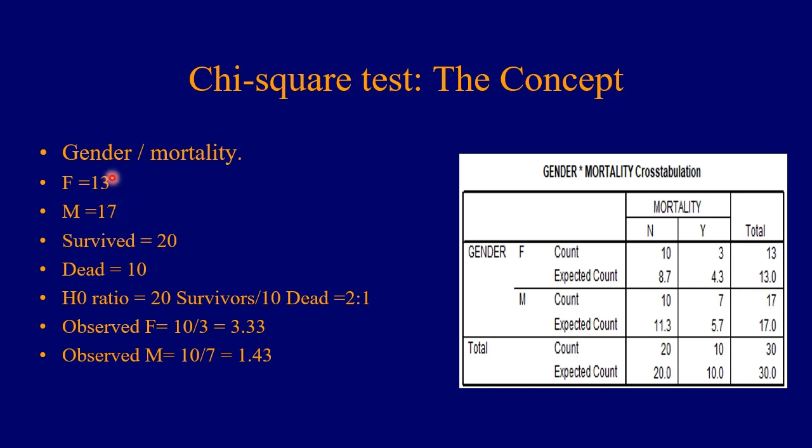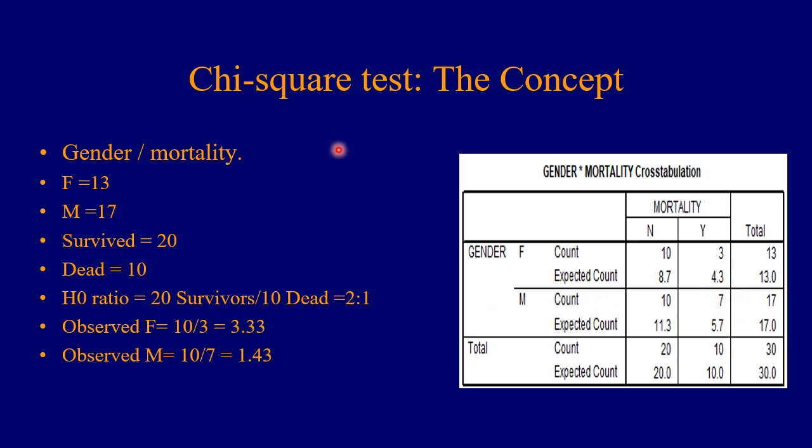But if there is a difference between the two groups, like we see here, the observed difference is this: the odds ratio for survival for females was 33.33, that's 10 survived and 3 died, and for the males it's 1.43, that's 10 survived and 7 died. So there is an obvious difference.